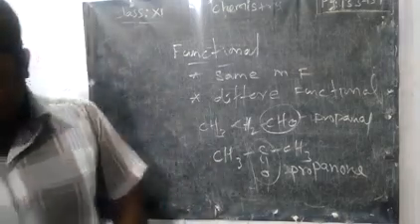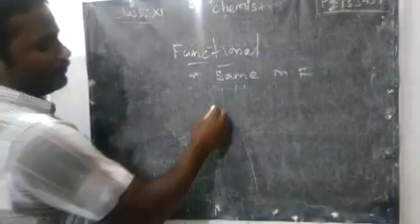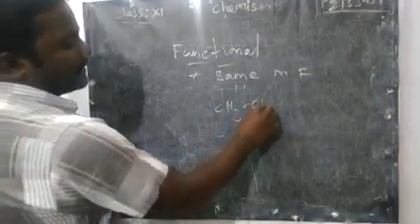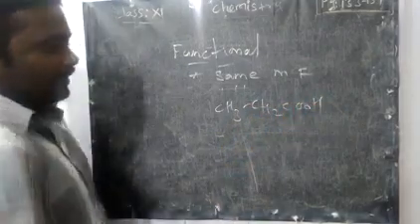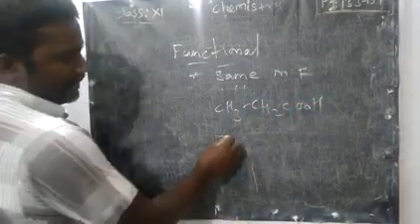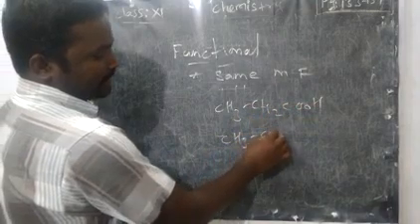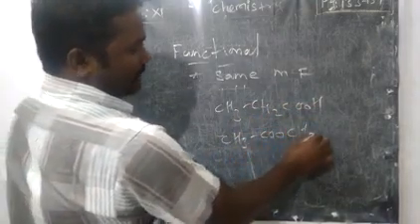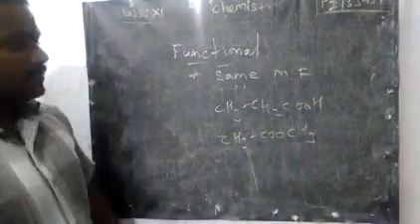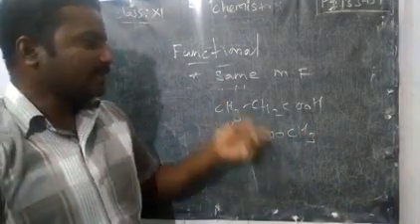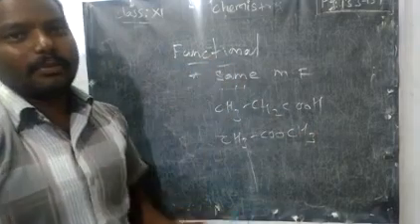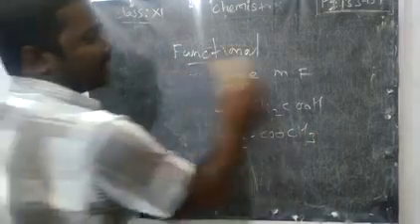In the same way we can write one more, acid to ester. Propanoic acid, CH3CH2COOH, that you can write as an ester, CH3COOCH3, methyl acetate. See, acid and ester are different functional groups. Acid functional group, ester functional group.